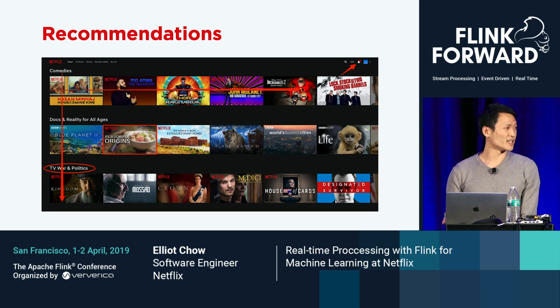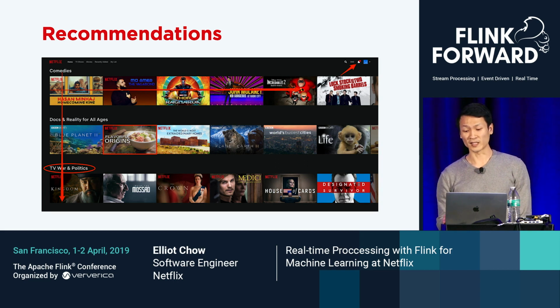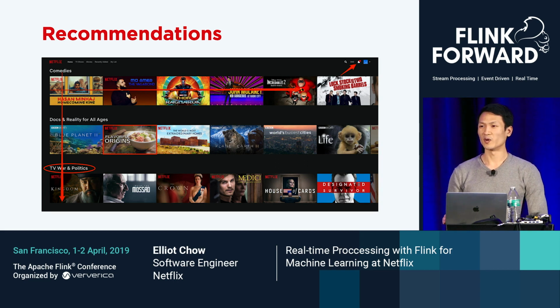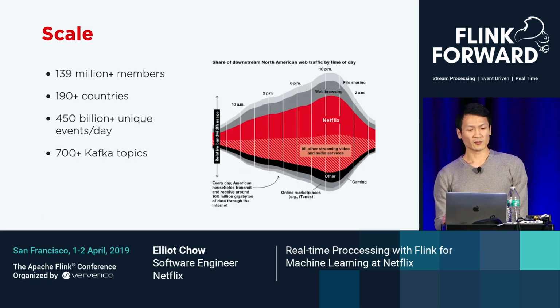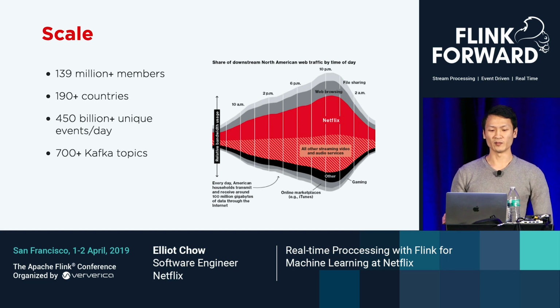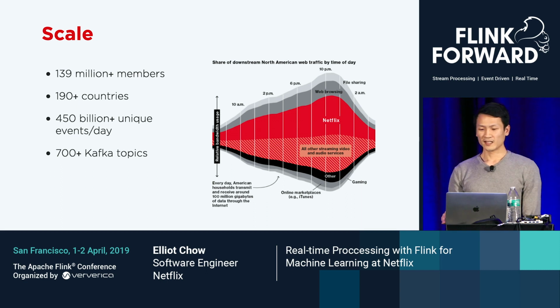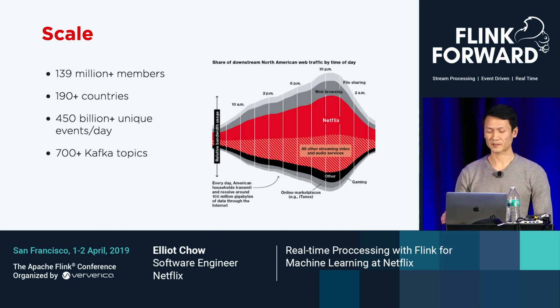Of course, the challenge for us is not only to provide great recommendations, but also to do it at scale. We have over 139 million members now in 190 countries, and this results in something like 500 million or so unique events a day, landing in 700 or more Kafka topics. Using this data, we train machine learning models to generate our recommendations.